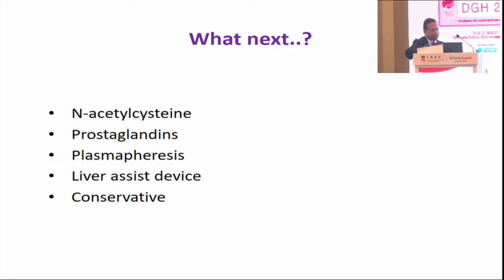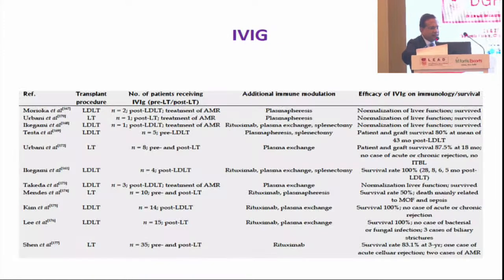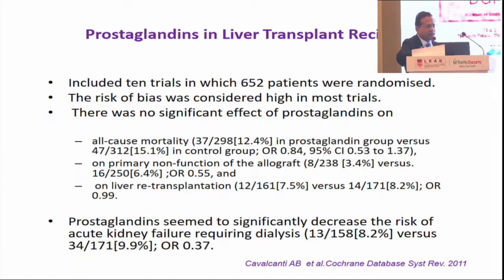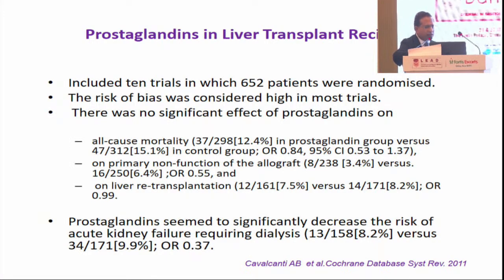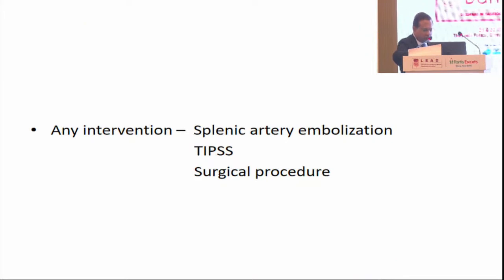So, like you said, there have been trials on NAC, prostaglandins, plasmapheresis, IVIG, but they are all just one or two case studies or very few patients, and there is really no major role of any of these. Some centers do a splenic artery embolization. I don't know, Dr. Vishal, do you do it? So one is prevention intra-op, but would you do a splenic artery embolization after?